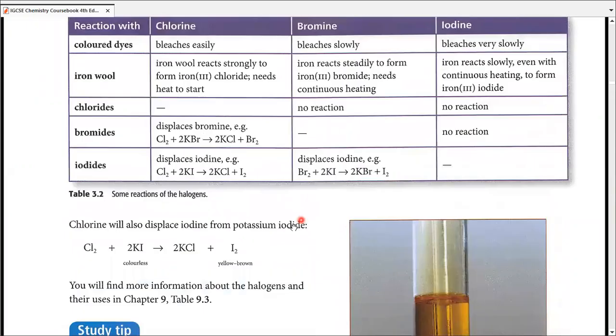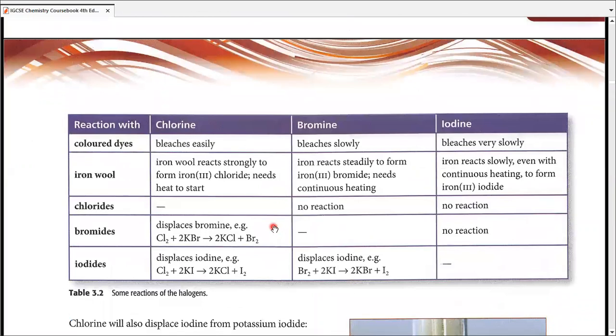Right? So chlorine is going to do the same with iodine. Since again, chlorine is more reactive than iodine, chlorine is capable of displacing iodine from its salt solution. Again, the colors are brown or yellow-brown. So what do we have? We have different sets of reactions that we can actually discuss. Chlorine bleaches any color dyes easily. Bromine bleaches them slowly. Iodine bleaches them very slowly, proving iodine is far less reactive than chlorine.